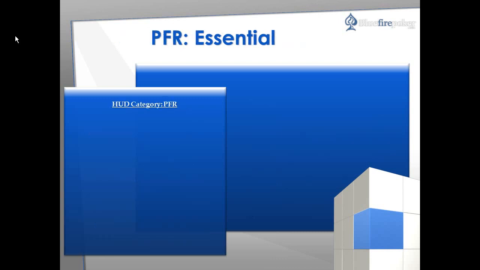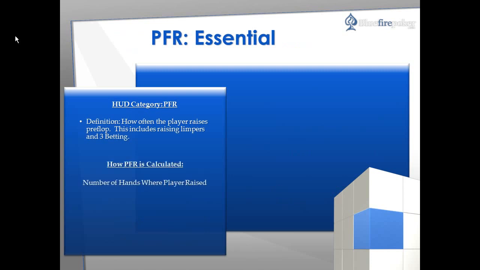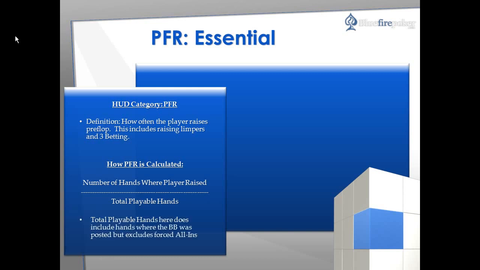Next to the essential stats is pre-flop raise, PFR, and it's in the HUD category of PFR. And this is how often the player raises pre-flop. This includes raising limpers and 3-betting. And it's calculated by taking the total number of hands where the player raised, dividing that by total playable hands. In this situation, total playable hands does include hands where the BB was posted, but it excludes forced all-ins because obviously the player could not raise.